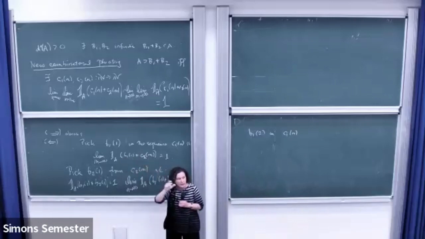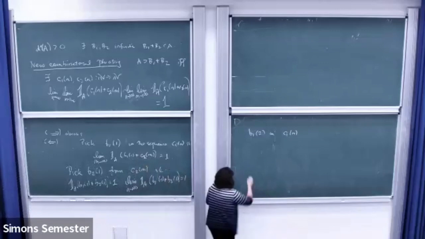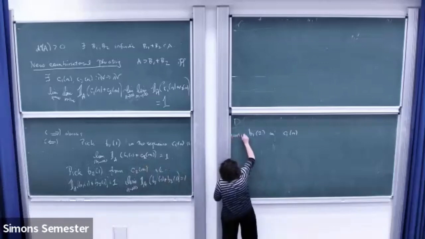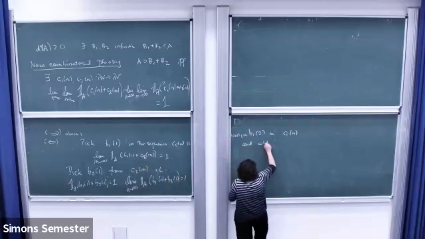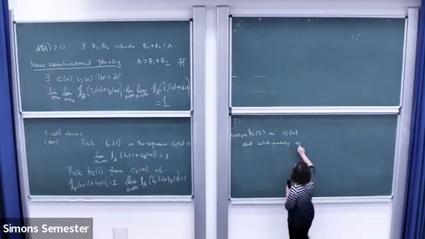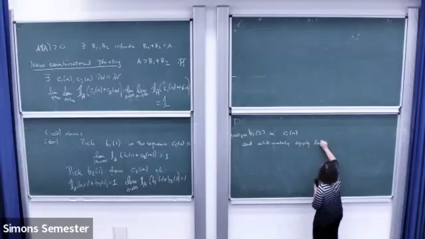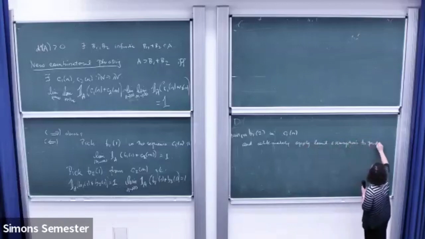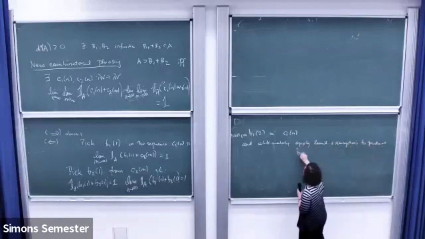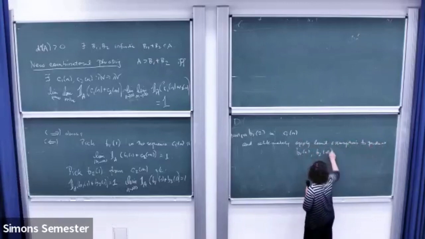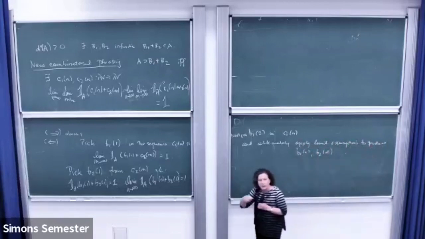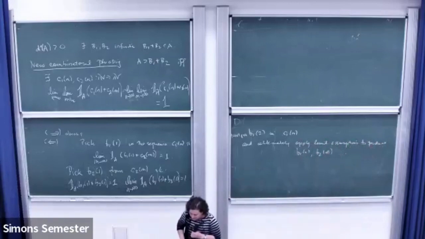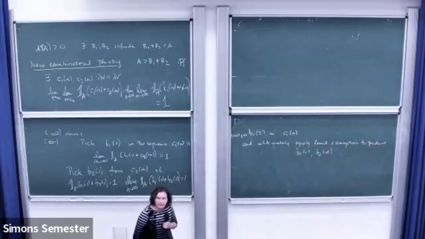And you alternate picking B1 N and then B2 N each time. And then alternately apply the limit assumptions to produce the sequences B1N and B2M. Okay, so first you pick the next one in B1 and the next one in B2. And this will allow me to get these limits. Okay. So I won't write any more of that, but it's just continuing inductively.